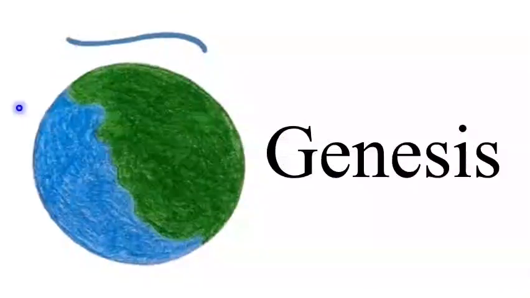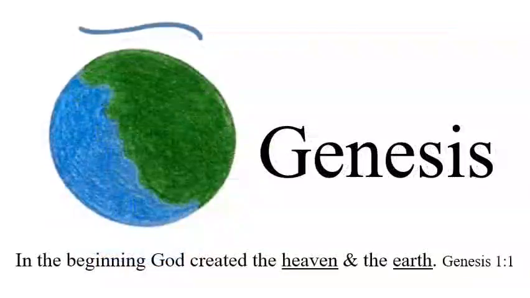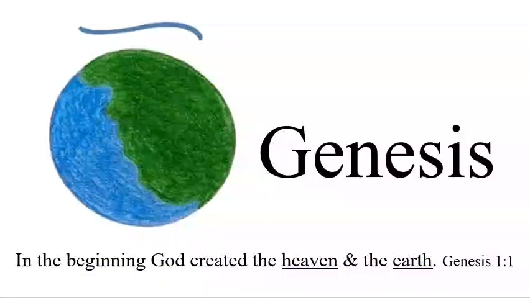The book icons are drawn to reflect the idea or something significant in the book, which helps you to remember the name of the book. For Genesis, the heaven and the earth is the icon, because it says in the Bible, "In the beginning, God created the heaven and the earth."